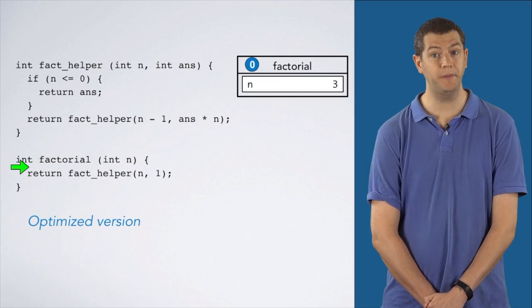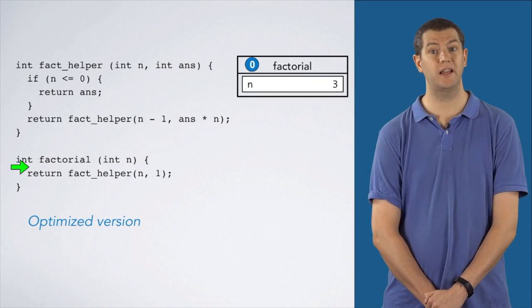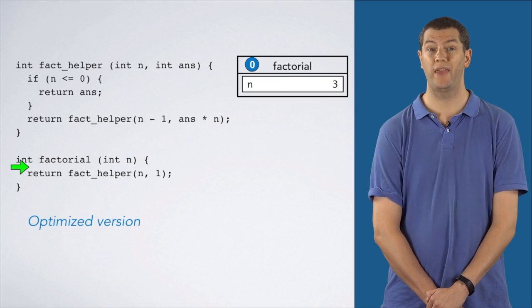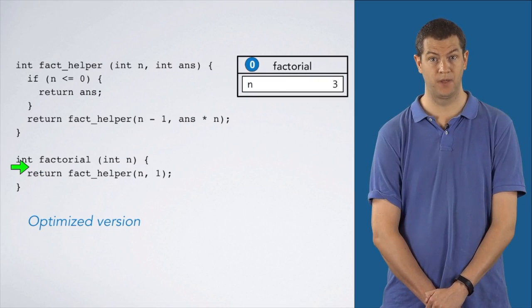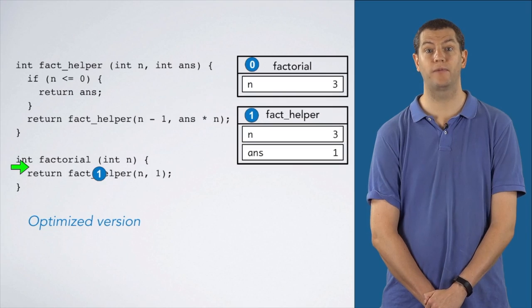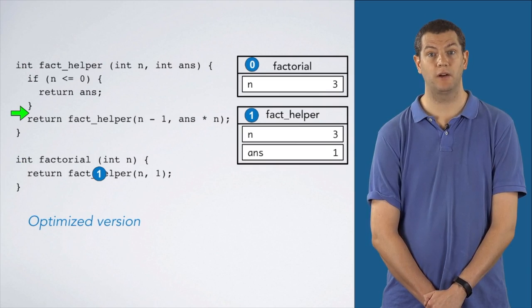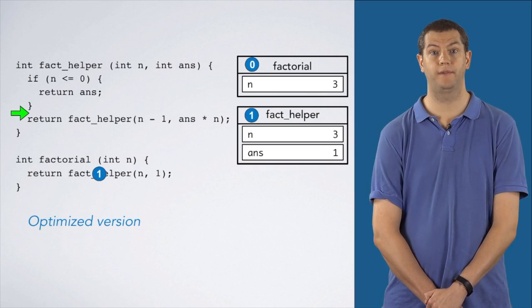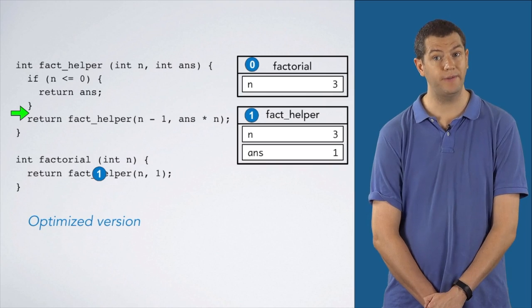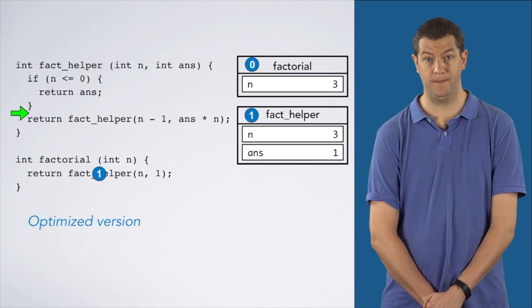Let's step through the optimized version. We start inside of Factorial once again with in having the value of 3. We create a stack frame for factHelper where in has the value of 3 and answer has the value of 1. We mark the call site location 1 and step into factHelper. In is not less than or equal to 0, so we're going to place the recursive call to factHelper. However, we're going to reuse the frame.